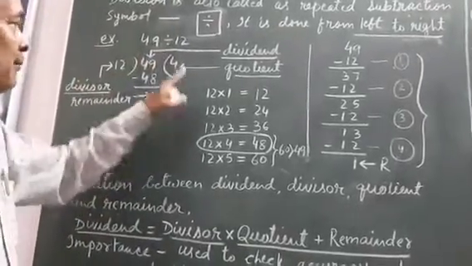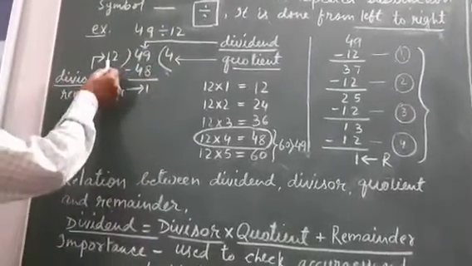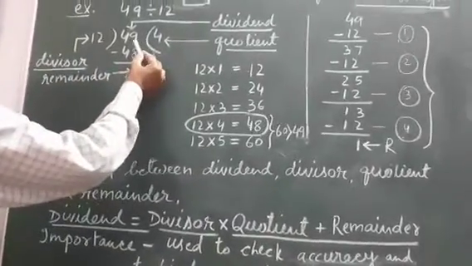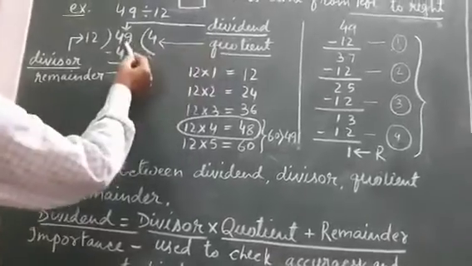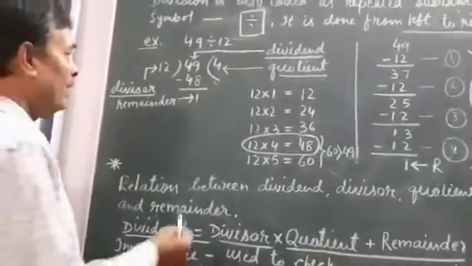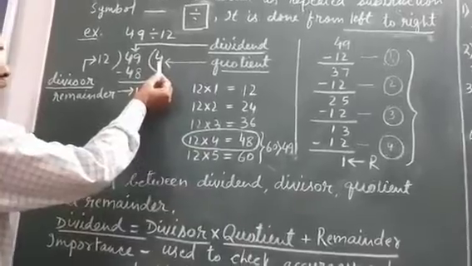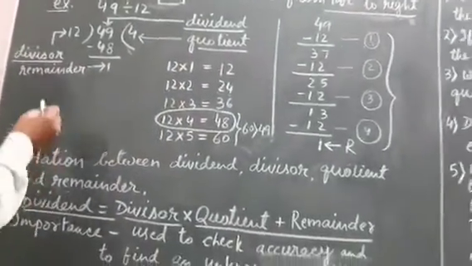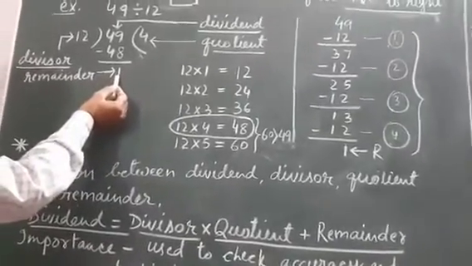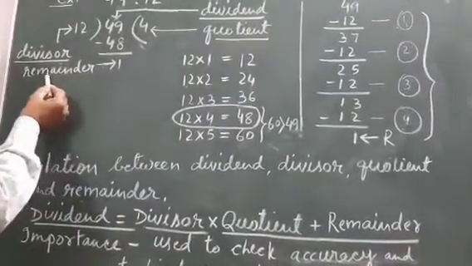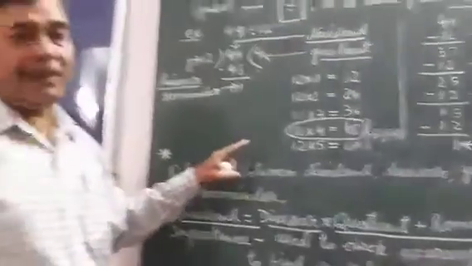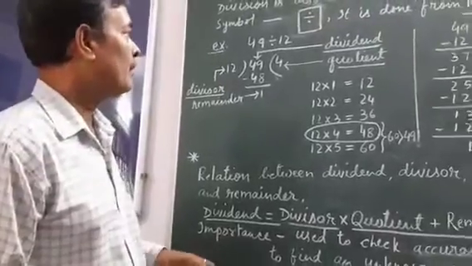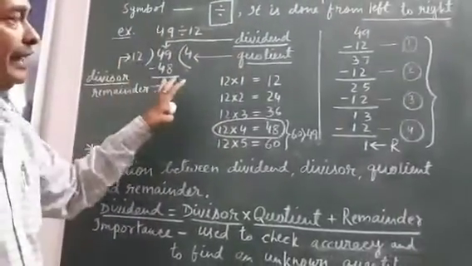In this division sum, children, the number by which we divide is called the divisor. The number to be divided is called the dividend. Here the dividend is 49. The answer of a division is called the quotient. 4 is the quotient. And down we have 1. This 1 is called the remainder. Remainder is the number that is left undivided after a division. I hope you have understood division.